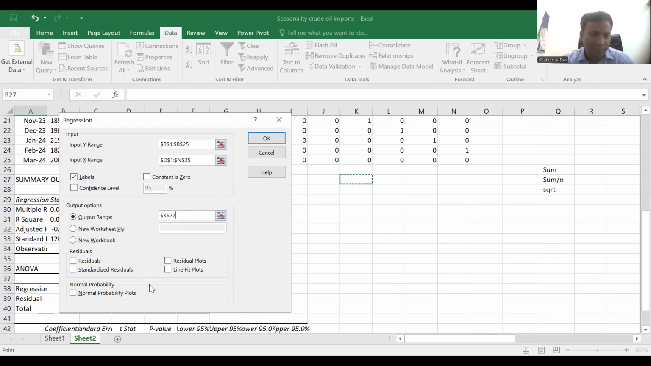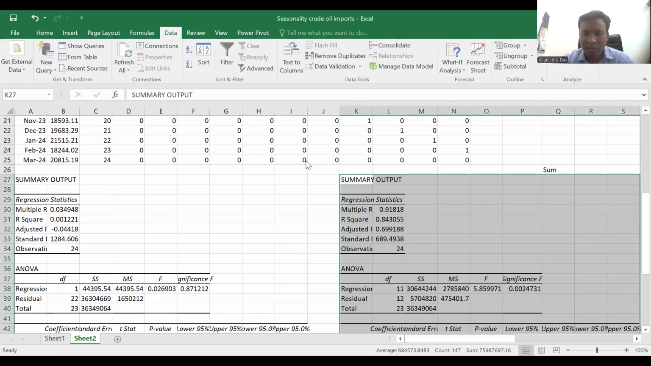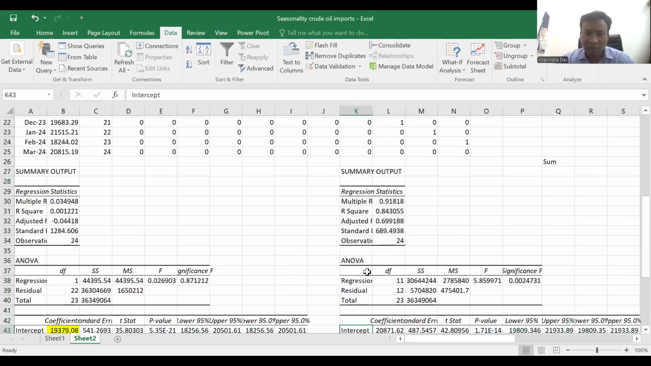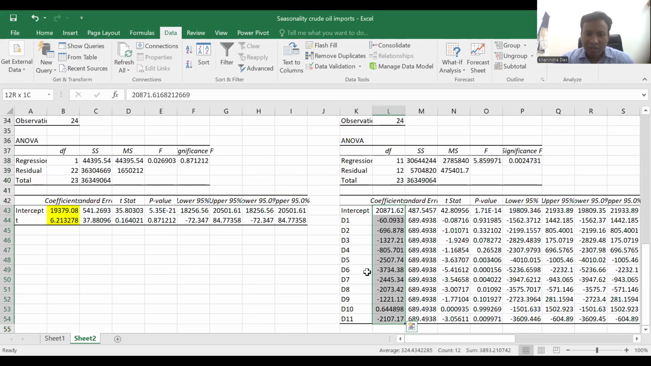and okay. We are okay if it overrides. All right, so it has overwritten something that was there, which was a text, which we are going to replace later on. Okay, now therefore, what are your estimates? These are your estimates.